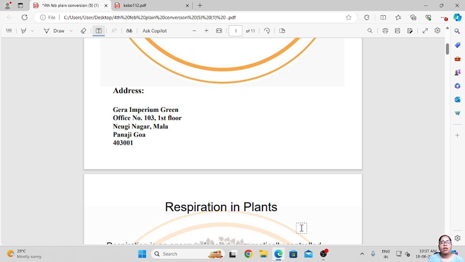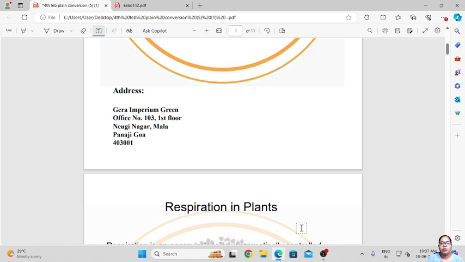So we all know that all the living organisms like animals and human beings breathe, and we have specialized organs for this process. But what about plants? Do plants also breathe? Do plants also respire? Yes. Plants also undergo respiration because oxygen is used up in plants for its processes. So we can say that plants are also respiring.